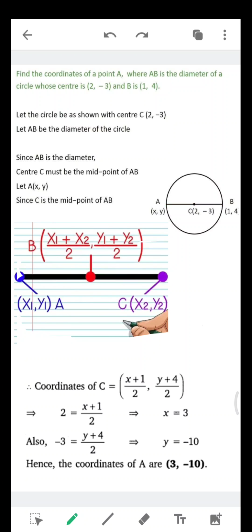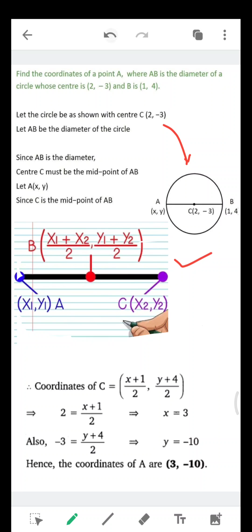So I can say that C is the midpoint of the diameter, so I can apply midpoint formula in this case. You can see C, the center will always be the midpoint because diameter is twice of the radius. Okay, so we'll begin the solution. Let the circle be as shown with the center. Because the figure is not given, we'll draw the figure, and AB be the diameter of the circle. Since AB is the diameter, center C must be the midpoint, as I said you just now. We'll write all the steps which I said. Okay, so since C is the midpoint, I'll apply midpoint formula.